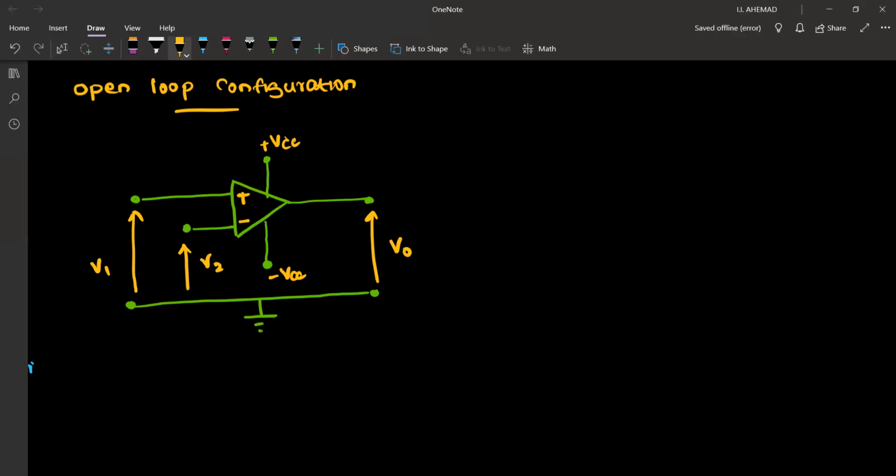So here, what is our input voltage? What is the difference in our input voltage? Input voltage Vi is the difference between these two terminals. We always deduct the negative terminal from the positive terminal. So that is V plus minus V minus. So V input is equal to V1 minus V2. That is the input.